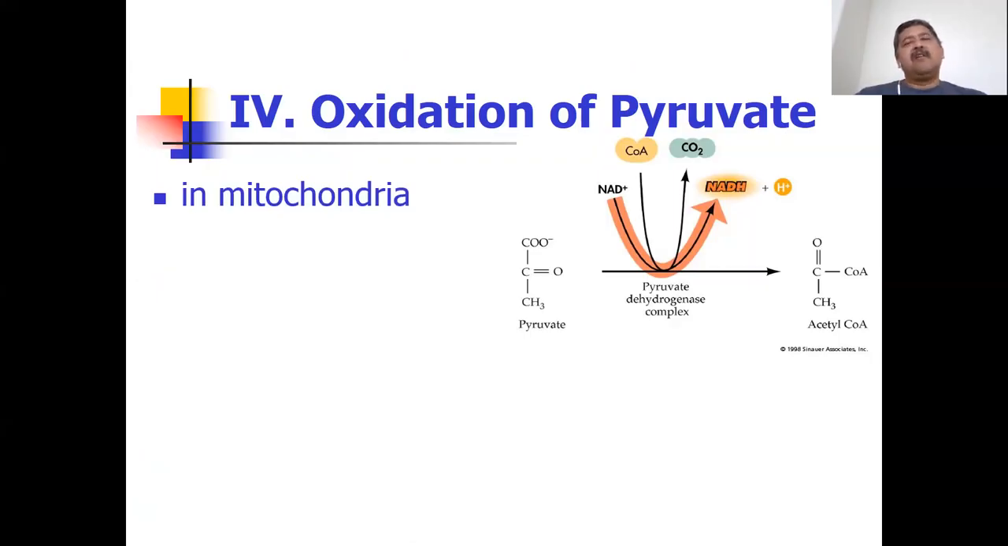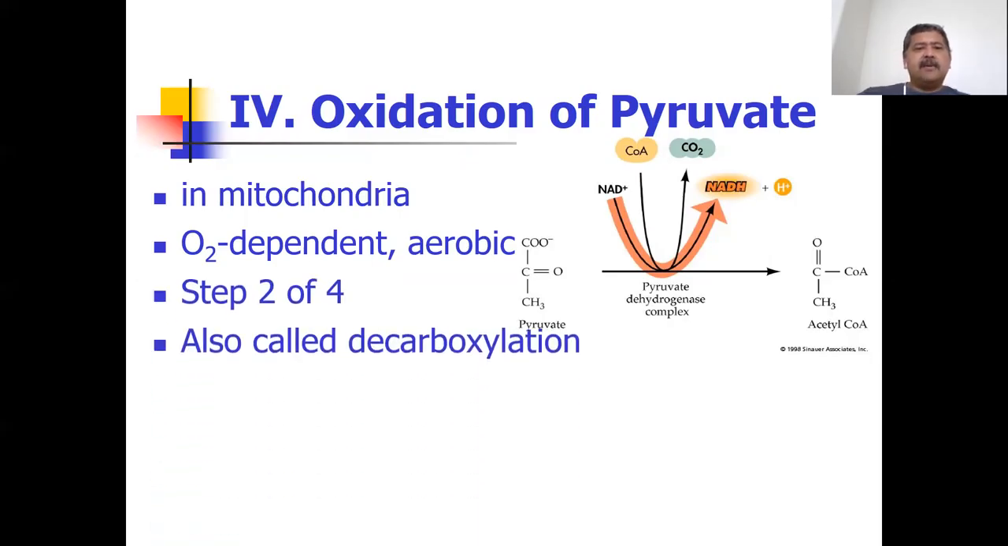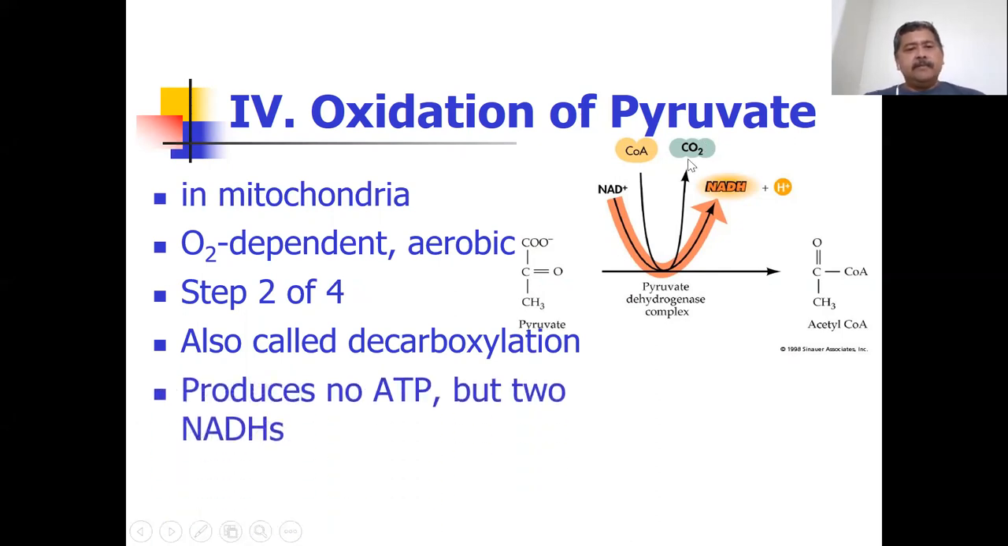We have covered glycolysis. Now we take a look at the oxidation of pyruvate. The oxidation of pyruvate, once again, is oxygen dependent, so it's aerobic, and it happens in the mitochondria. It's the second step of the 4 steps that are part of cellular respiration. Some of your books, especially if you're using an older textbook, might call this decarboxylation of pyruvate or the decarboxylation of pyruvic acid. And we call it decarboxylation because you see that carbon dioxide going away right there.